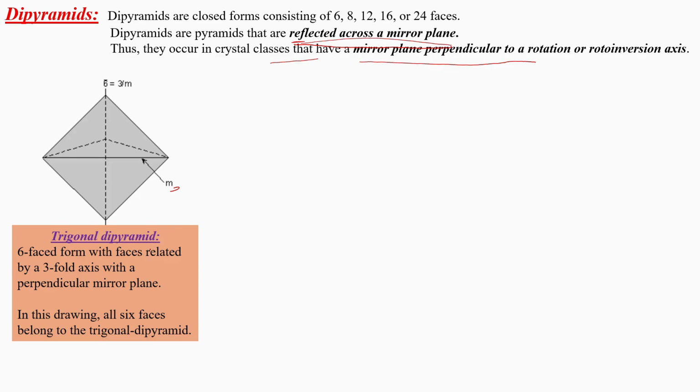It has 6 similar faces related to the threefold axis. Perpendicular to that you will find a mirror plane. So this is a threefold axis, and perpendicular to that there is a mirror plane. So here is the combination of rotation axis and mirror plane. In the earlier ones we saw only either a mirror plane or the rotation axis, but here it should be a combination of these two.